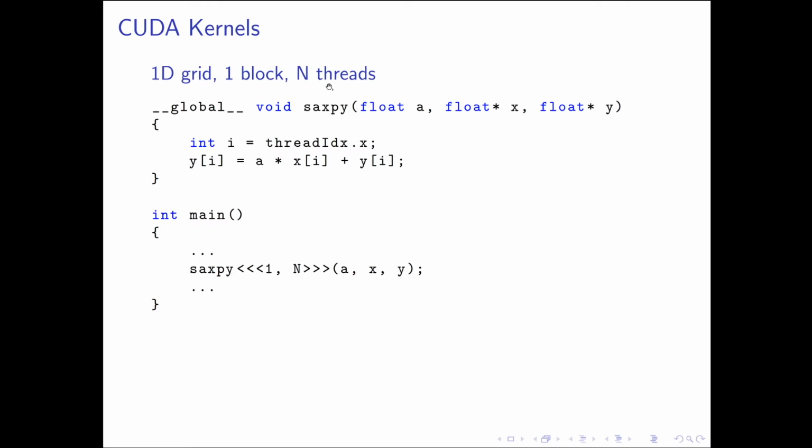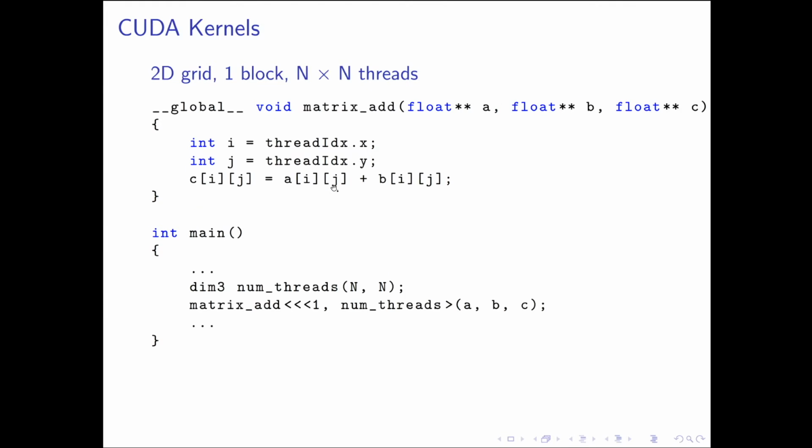And in this very simple case where we only have that single block, we can now identify the data item that each thread is responsible for by just querying the local thread index. This is what we're doing here. So, assuming that the maximum block size is 1024, then the maximum vector size of those x and y vectors here is 1024.